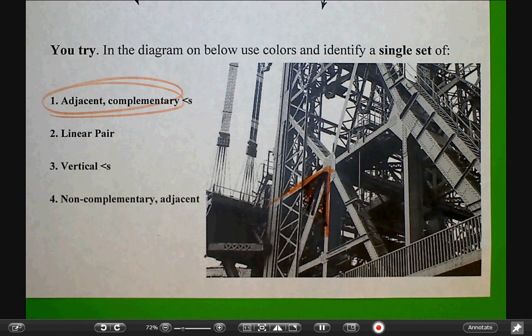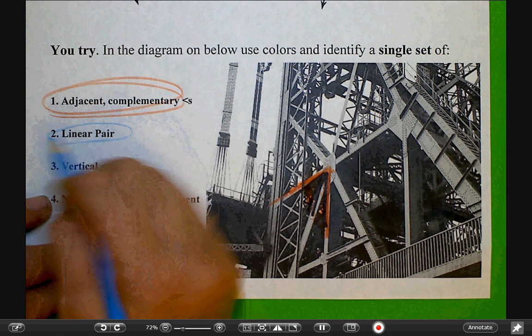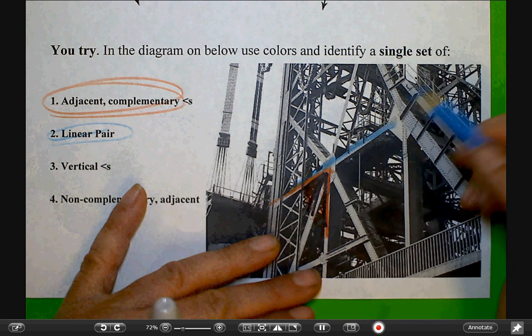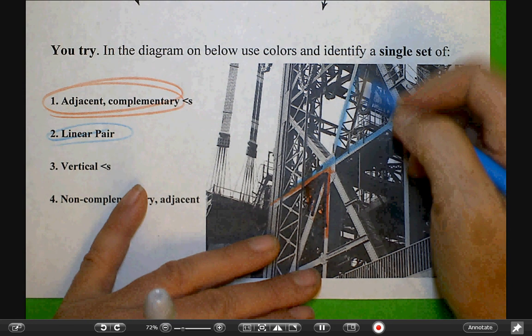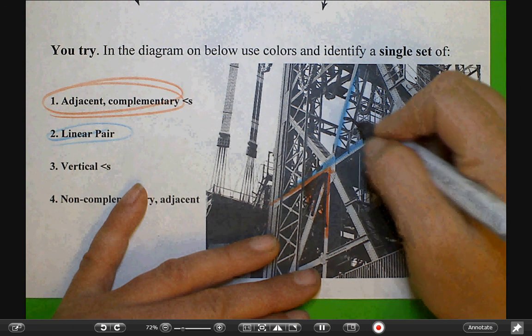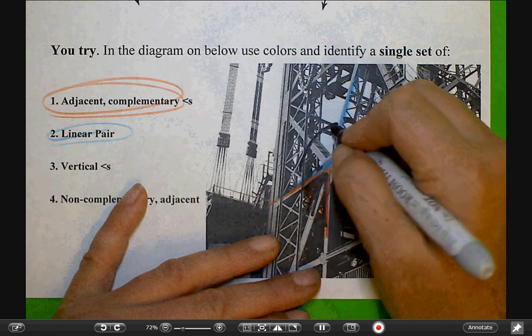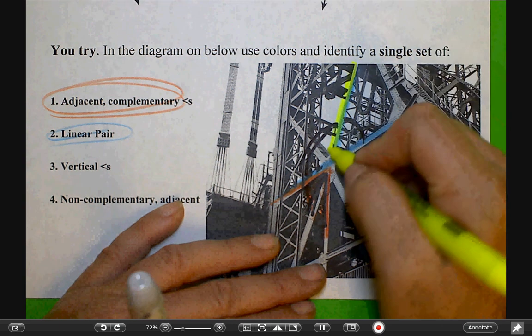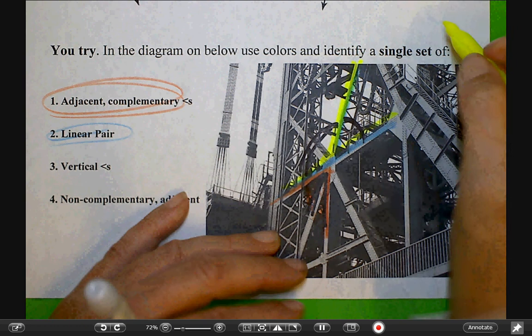Linear pair, anything that shares a spine and makes a line. So this would be one of our lines. So here, I would have that angle. There's one. There'd be another. They share a spine, they make a line. Share a spine, make a line.